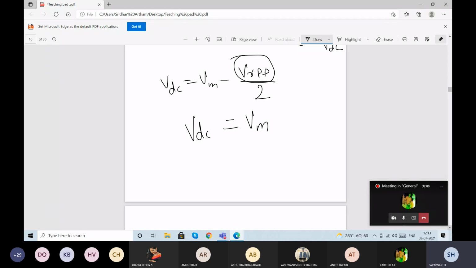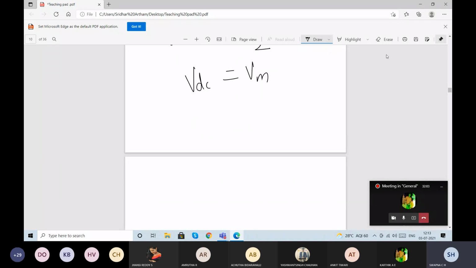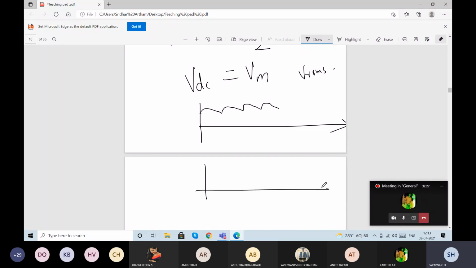Okay, now I got VDC also, but I need to know the VR RMS value. So in order to know the VR RMS value, what will I do? This is how the peak is. This is how the pulse is. It looks like a sawtooth waveform. So I'll just approximate it to the ideal sawtooth waveform, which will be in this way.